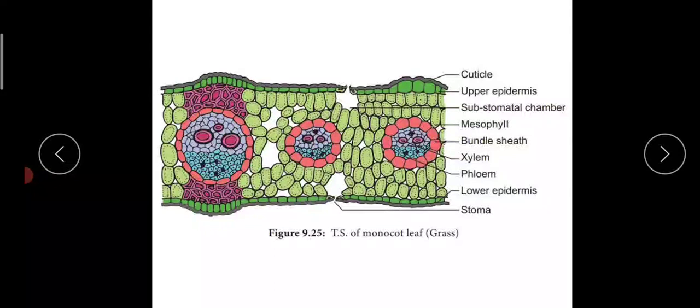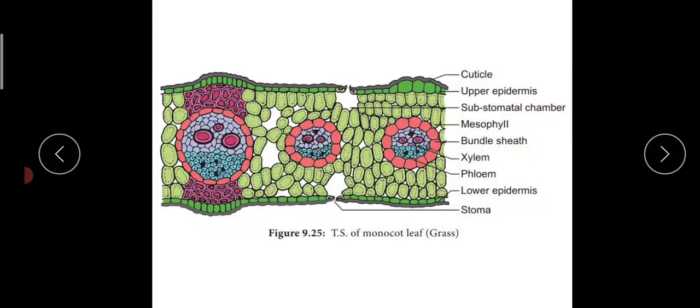Okay, and they are located along the grooves between the parallel veins. We know that monocot leaves have parallel venation. So the veins run parallelly, and in between the parallel veins they have some grooves, and those grooves will be containing these bulliform cells or motor cells.